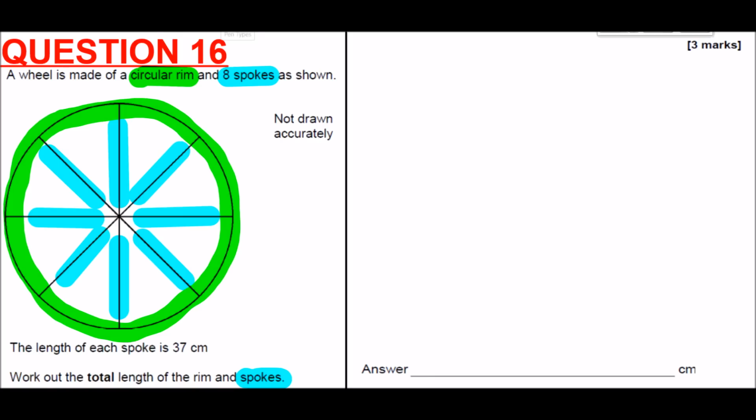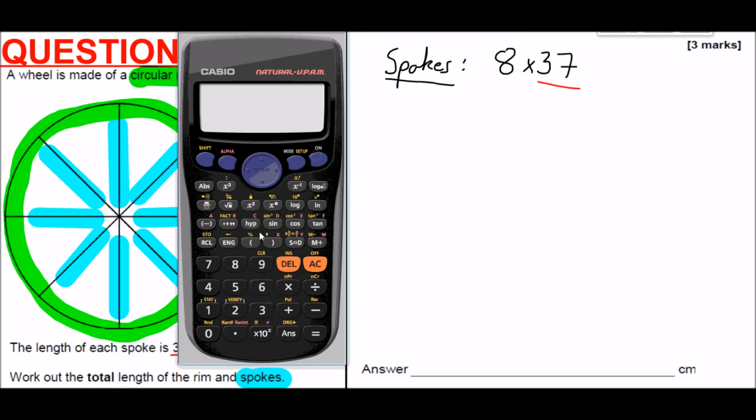So probably the easiest thing to work out first is the total length of the spokes. Now the spokes, there's 8 of them, and each of the spokes are 37 centimetres. So the total length of the spokes is going to be 8 multiplied by 37, which we can do on the calculator. And we get 296.